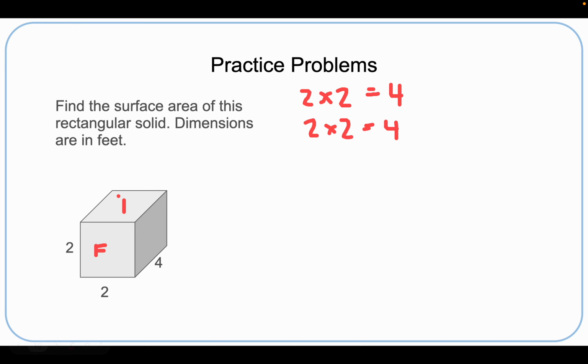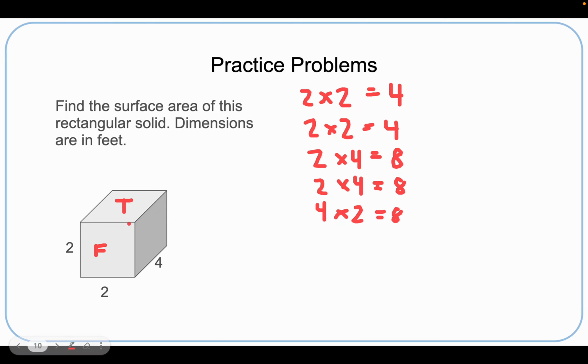And then we can look at the top here. The top is going to be 2 by 4. So the area of that one is 8. And then the bottom underneath is also a 2 by 4, which equals 8. And then we have the sides here, which is 4 by 2. And then we have one more side across from that we can't see, also a 4 by 2.